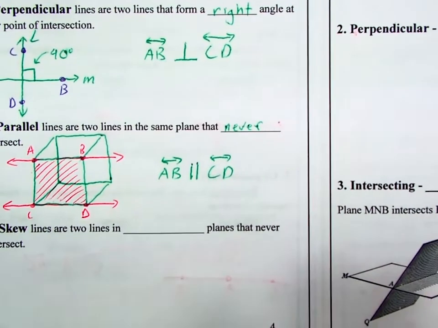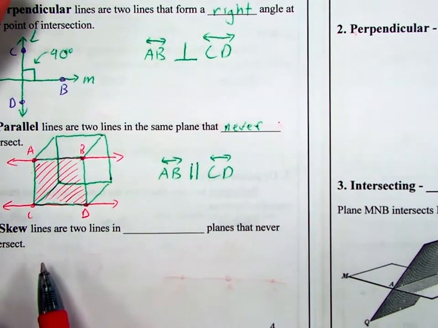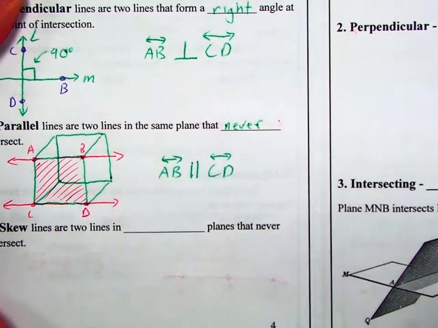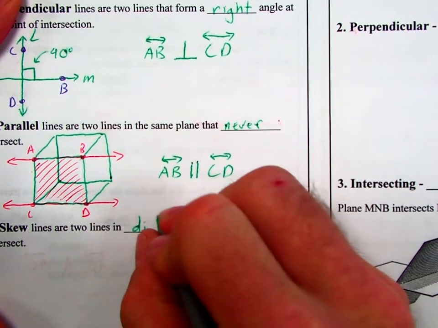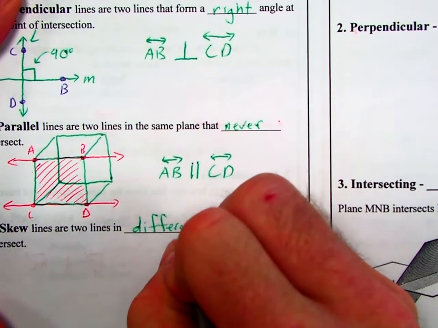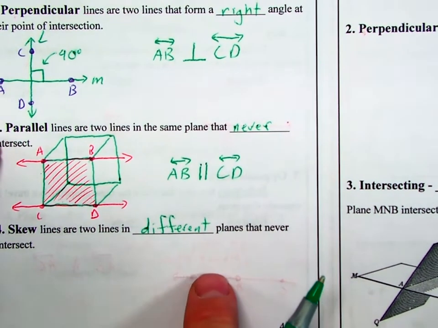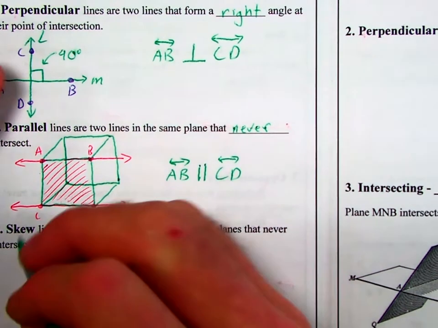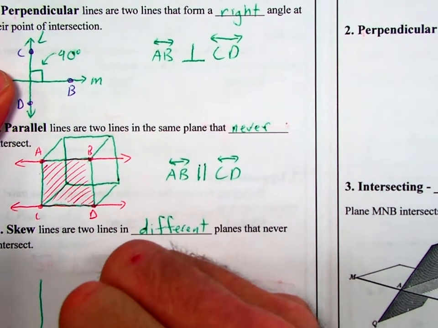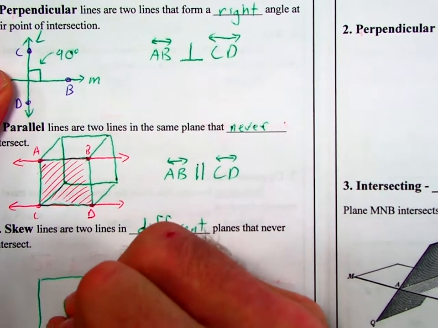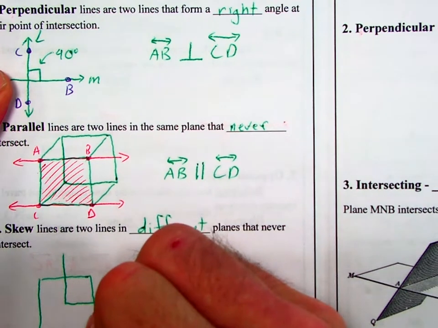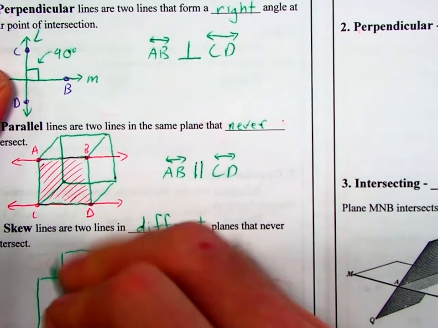Okay, and then the last case is that two lines could be skew. And if they're skew, that means they're in different planes, but they also never intersect. So the definition for parallel is not that they never intersect, it's that they're in the same plane and they never intersect. Because you'll see, we can draw a cube again, draw a square, a second square, join the vertices.